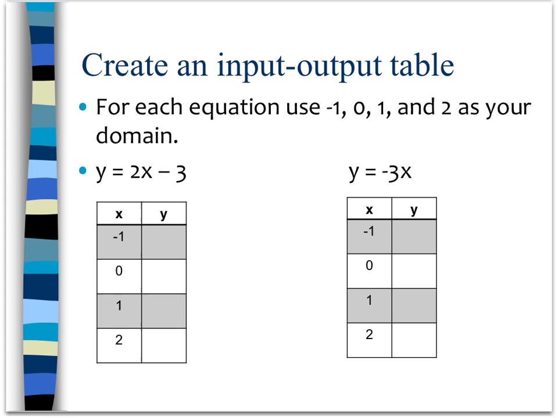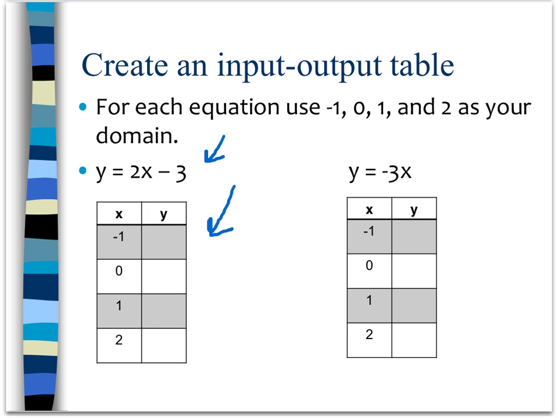All right, so creating an input-output table. When you're given an equation, this is the algebraic, and then we're going to go to a T-table. So we're going to use -1, 0, 1, and 2 as your domain. In your homework, if it doesn't tell you what to use as your domain, which is your input, you're welcome to choose the values that you'd like. We'd like to see a minimum of 4, and generally speaking, it's good to have at least 1 negative. So we're going to use -1, 0, 1, and 2.